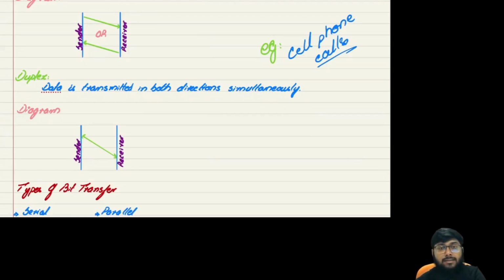So these were the directions of data transmission: simplex, half duplex, and full duplex, or you may call it duplex as well. In the next lecture, we are going to discuss the types of bit transfer.